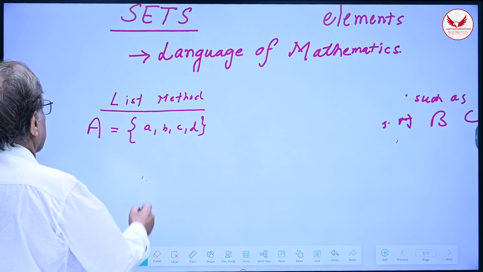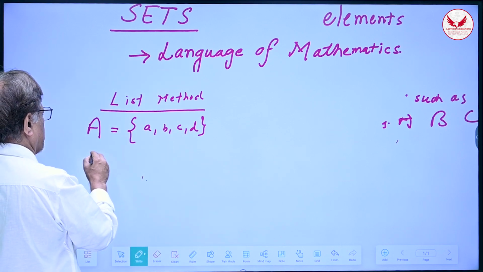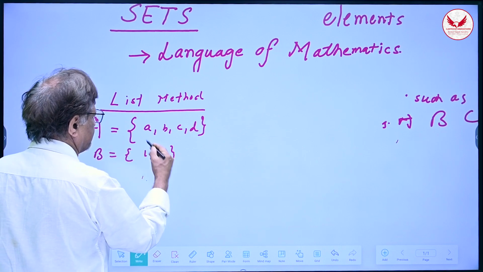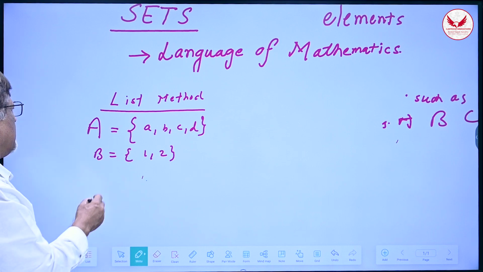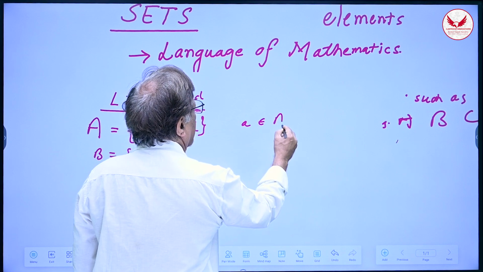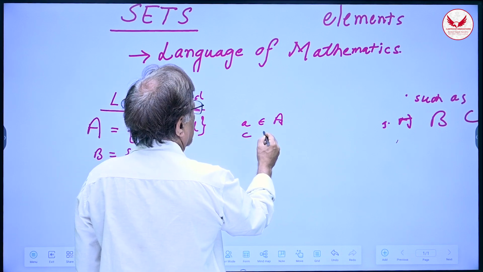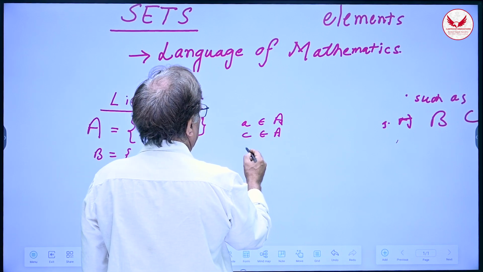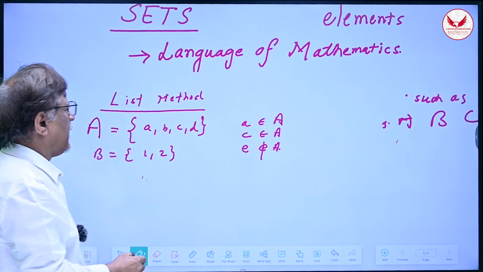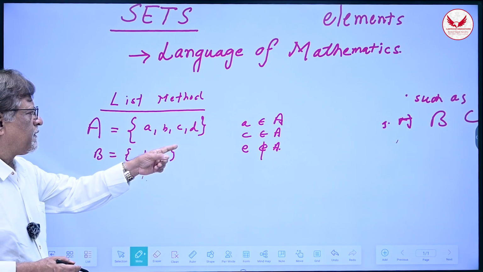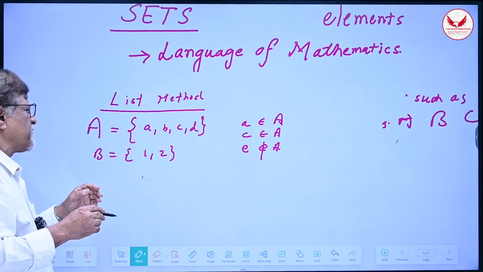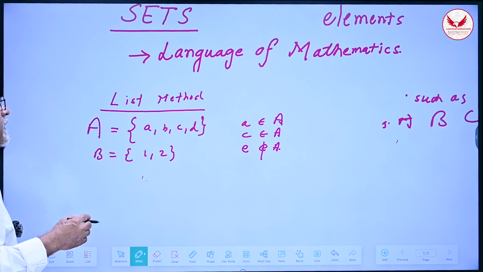Okay. But there is another method. For example, suppose B is equal to {1, 2}. Correct? So this is the set. So here we can say that a belongs to capital A, right? c belongs to capital A, but e does not belong to capital A. Correct? a is a member of A, b is a member, c is a member, and d is a member, but e is not a member. Whereas B is a set consisting of only two elements, 1 and 2, right?